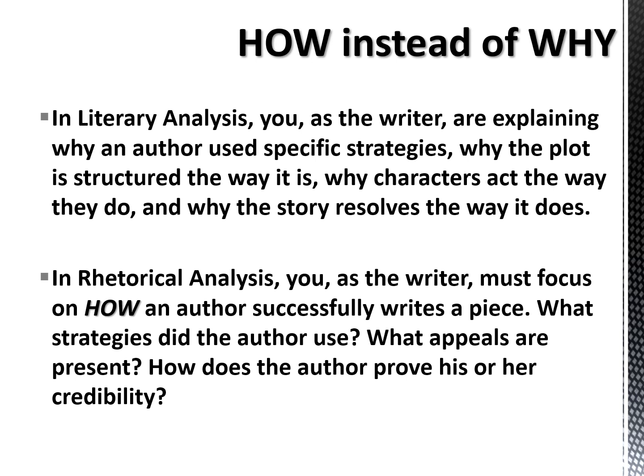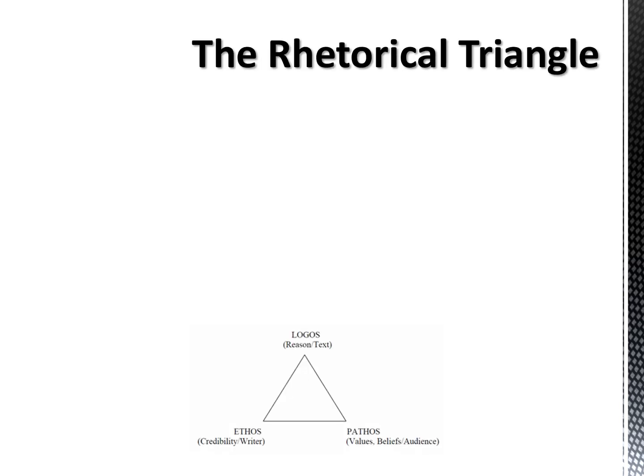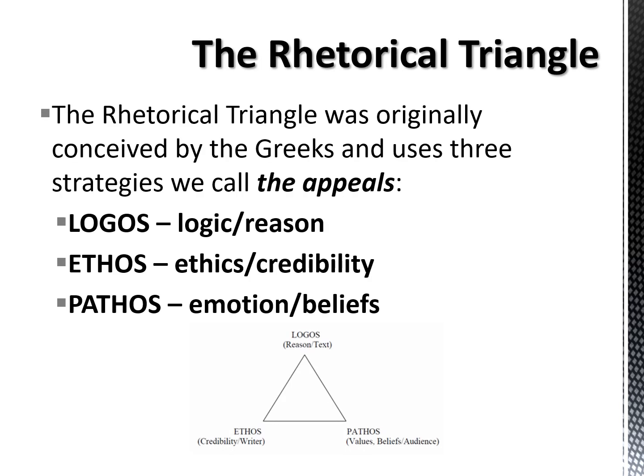What strategies did the author use? What appeals are present? How does the author prove his or her credibility? We start with the rhetorical triangle. The rhetorical triangle was originally conceived by the Greeks and uses three strategies we call the appeals: logos, which is logic and reason; ethos, ethics or credibility; and pathos, emotion and beliefs.